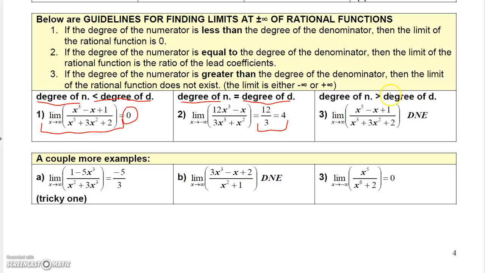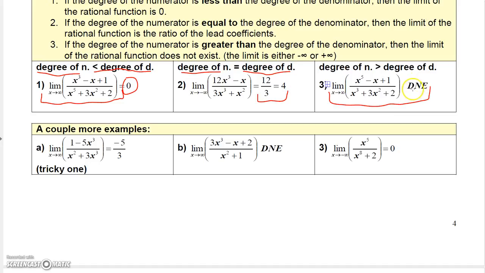And if the degree of the numerator is greater than the degree of the denominator, you're not going to get a limit. So here the degree is 5 and the bottom degree is 3. So you're actually not going to get a limit in that case. That limit would equal either plus or minus infinity.